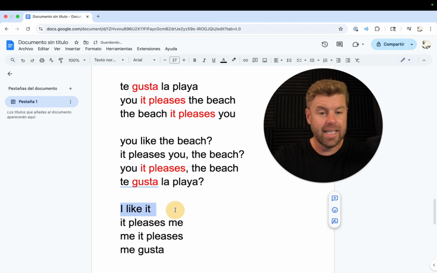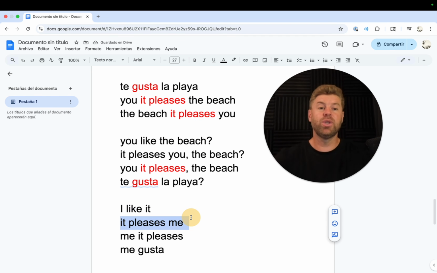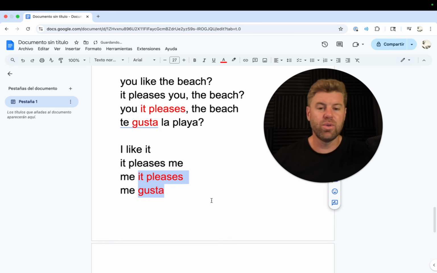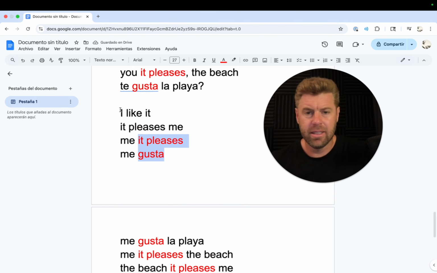You're not saying I like it, you're saying it pleases me. If I said to you, ¿Te gusta la playa? It pleases you, the beach, is what I'm saying. And you say, it pleases me. You don't say, I like it. It pleases me. In the Spanish word order, that would be, me it pleases. Me gusta. Gusta is it pleases. That's what we are saying when we say gusta. It pleases. I'm going to do one more just to drive this a little bit more home.